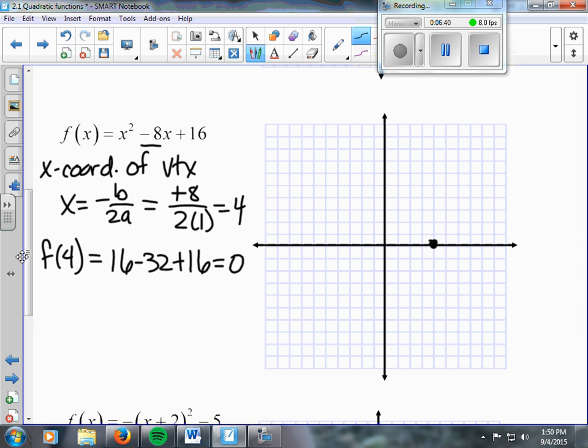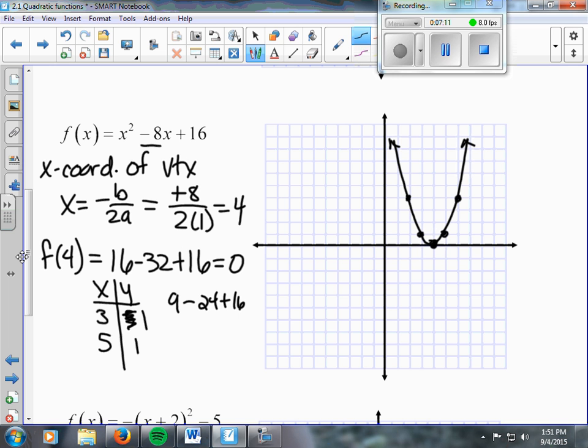And then this opens up. I'm going to do a real simple XY chart. So let me do 3 and 5. So at 3, I get 9 minus 24 plus 16, which is 1. And I think at 5, I'll get 1 also. And then I think I'll get these points as well. Okay, so that's an alternate way of sketching the graph without doing the standard form.